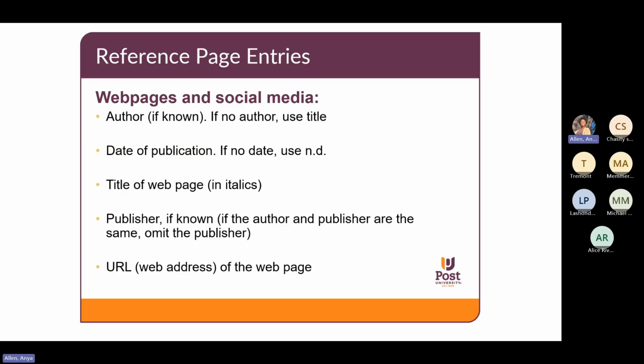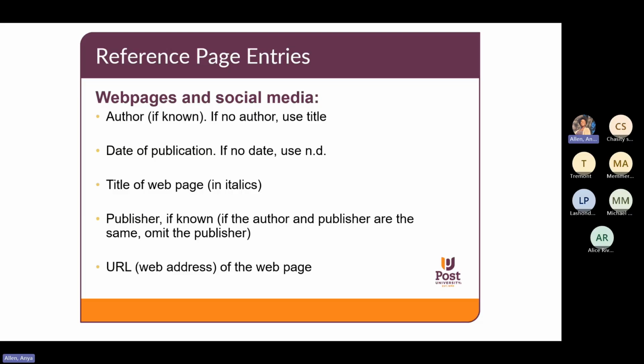All right, now shifting from articles, web pages and social media are cited slightly differently. So the author, if that's known, should be included. If there is no author, you want to use the title. The date of publication should be included. If there's no date, use ND. The title of the web page should be included in italics. If the publisher is known, that should be included as well. But if the publisher and the author are the same, don't include the publisher, just include the author.